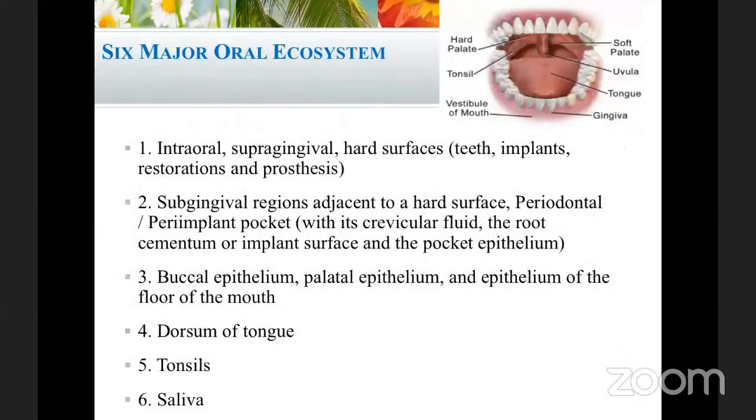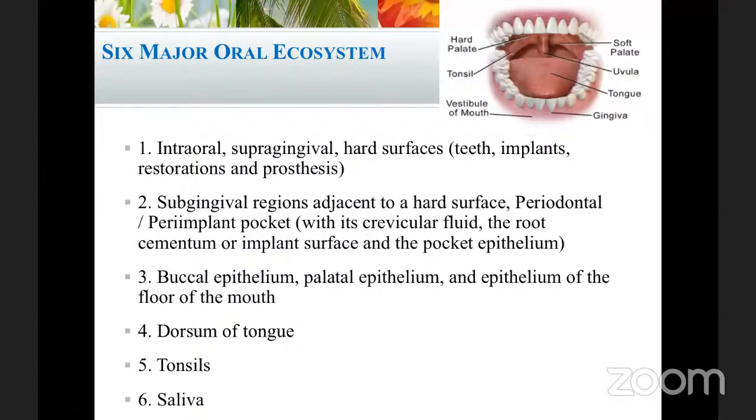Now, the oral cavity is basically an open growth system. In the oral cavity with the oropharynx, there are different types of niches. Different types of ecosystems are present in the oral cavity. We can classify 6 different ecosystems or 6 different niches in the oral cavity, and these distinct ecologic determinants are present.